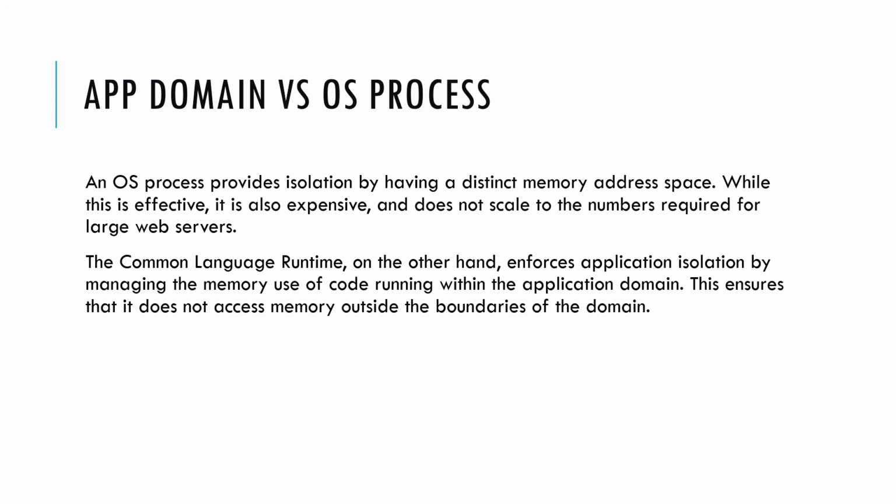So what is the difference between an app domain and an operating system process? An operating system process provides isolation by having a distinct memory address space. While this is effective, it is also expensive and does not scale to the numbers required for large web servers. In the case of the common language runtime, it enforces application isolation by managing the memory use of code running within the application domain. This ensures it does not access memory outside the boundaries of the application domain.